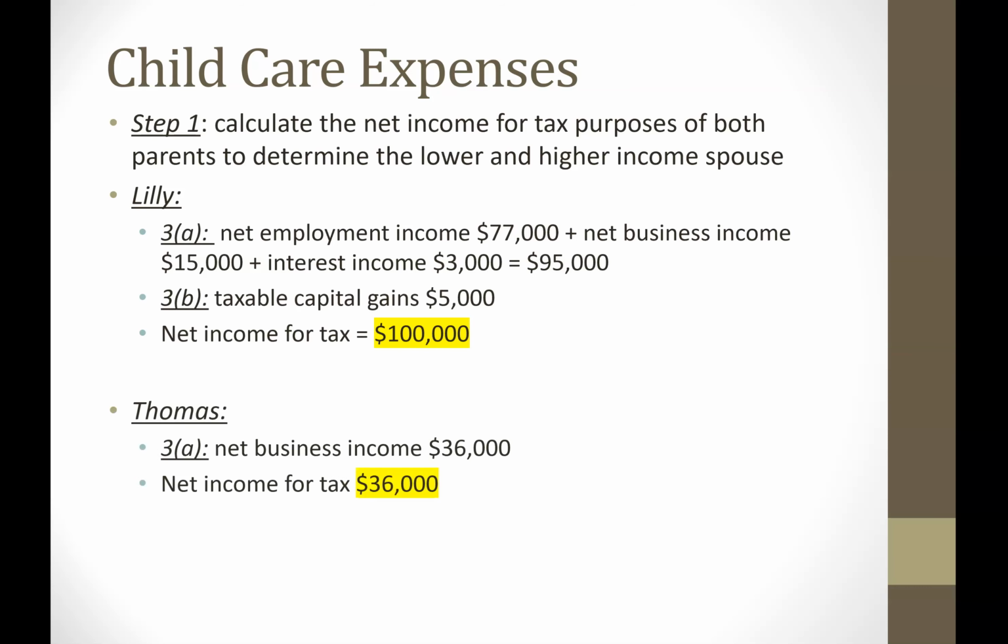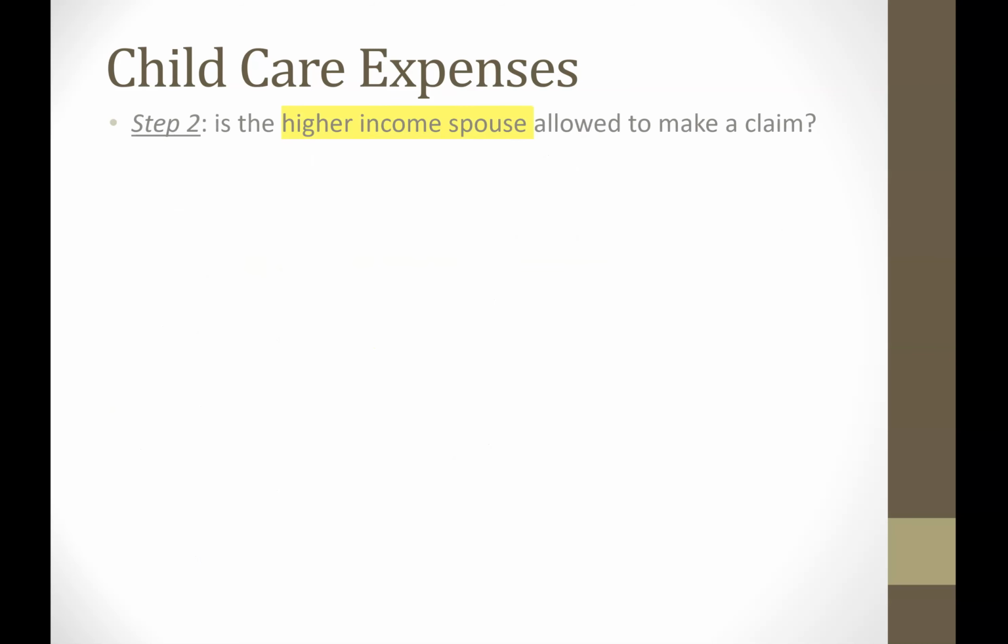Then we go on to Thomas. Well, Thomas only has net business income, so his net income for tax purposes is $36,000. So we know that Thomas is the lower income spouse. That's step number one. Then we move to step number two.